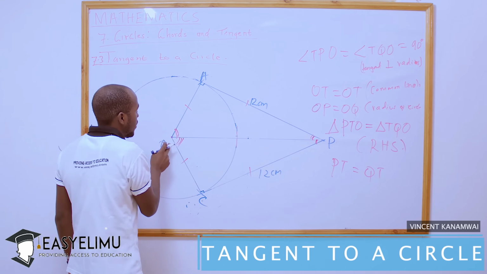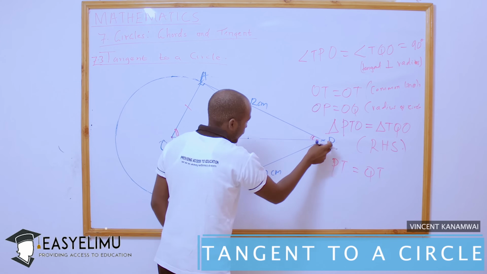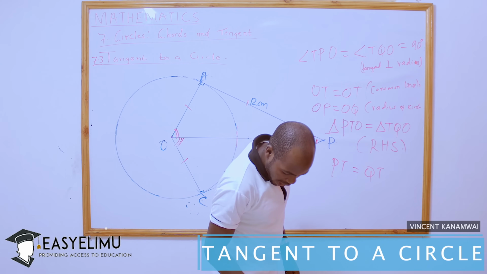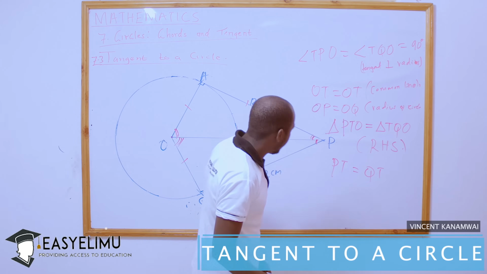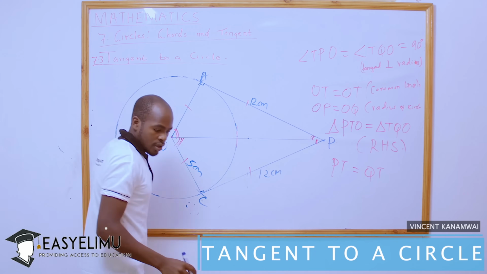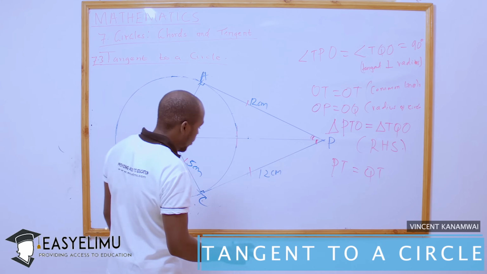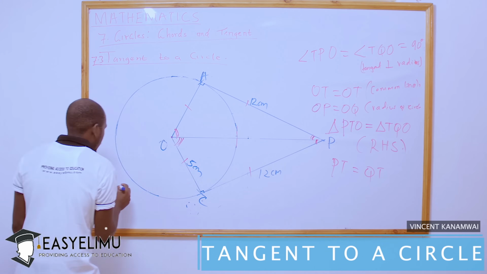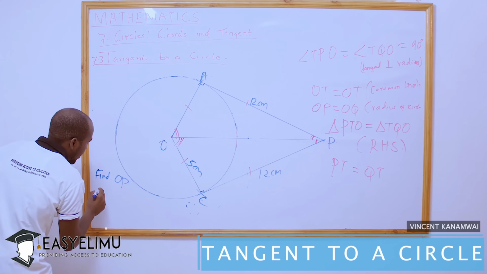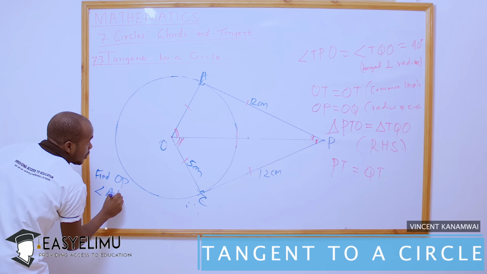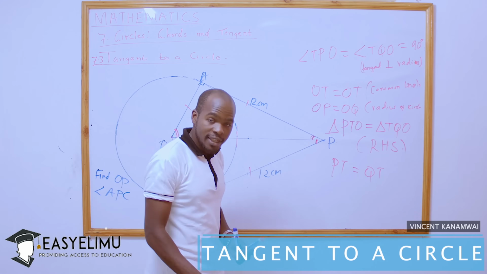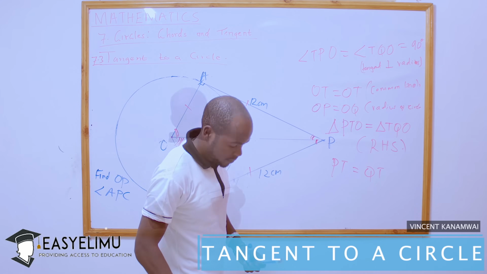So we need to find this distance from O to P, and also angle APC, if the radius is 5 centimeters. So find OP and angle APC. Let's just do it faster.